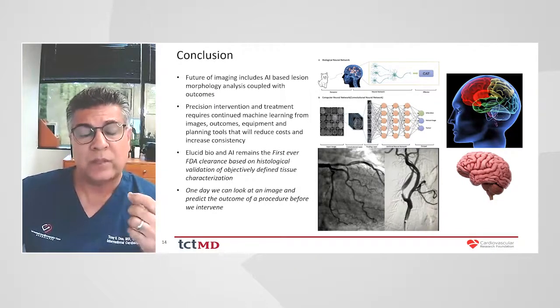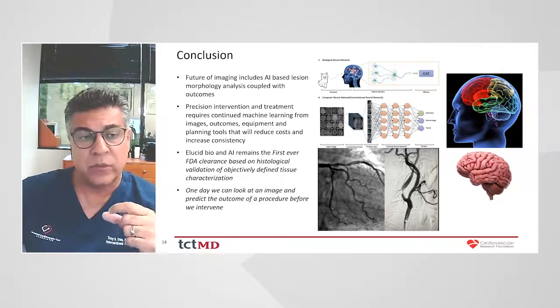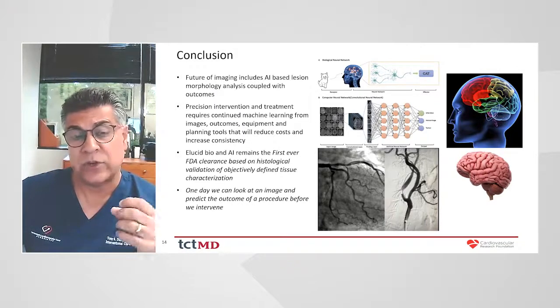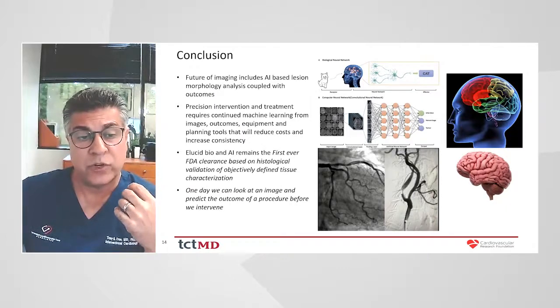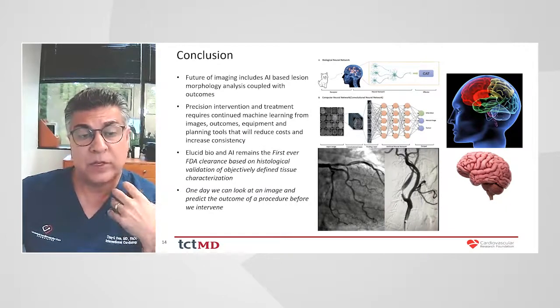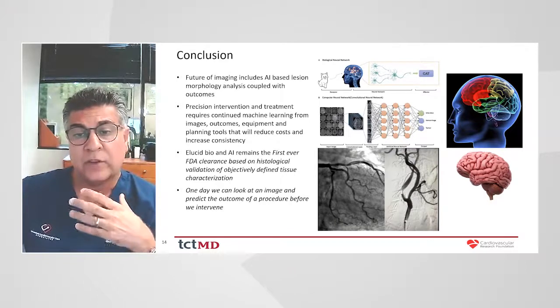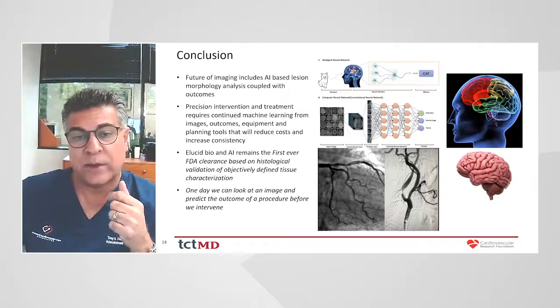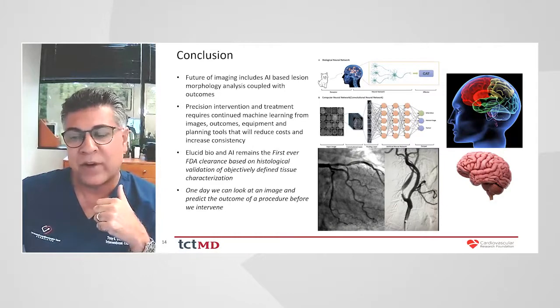And we know that this technology with the AI-based algorithms are really the first that are cleared for histological validation, looking at these tissue characteristics. And ultimately, I can foresee a time when one day in the future, we might see the ability to predict what the outcome of a procedure is before we intervene. So we might have those two brains on the right, both Renu and Greg, in the procedure room before we actually embark on the first catheter placement. And that would be a very interesting look into the future. Thank you very much.